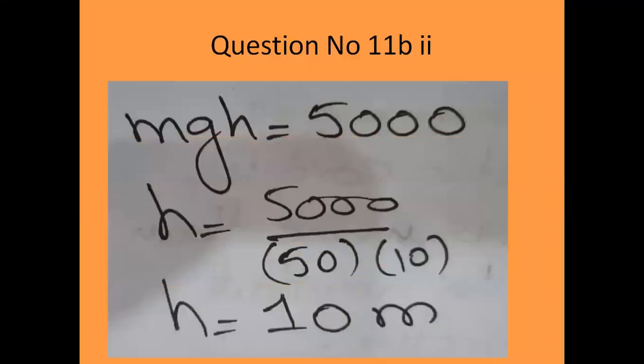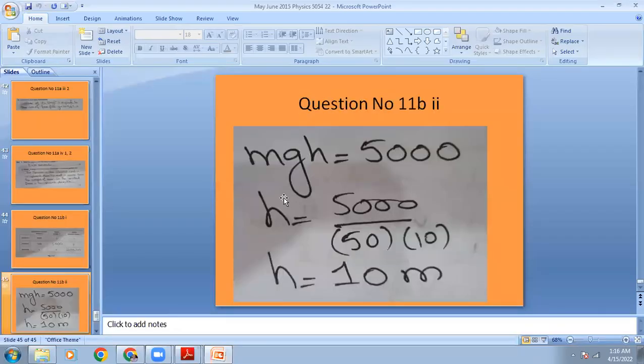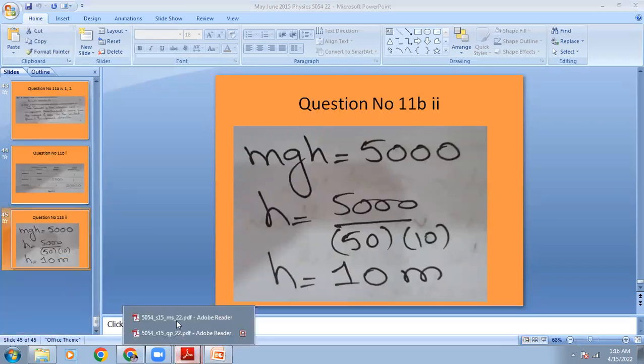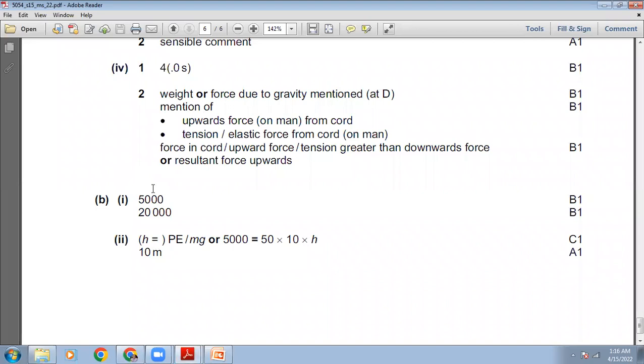So the mgh will be, because the difference of the gravitational potential energy is 5,000, so mgh is equal to 5,000. So m is 50 kg and the g is 10. So h will be 5,000 divided by 50 divided by 10. It will be 10 meters. It means that C is 10 meters below the A. Let's check the answer. So our answers are right.